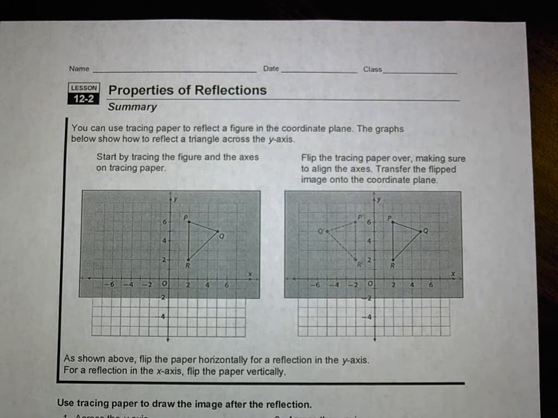Well, we're doing properties of reflection. This is lesson 12.2, and it's the summary side. Again, it's worth 5 points if you do all this. So let's go through it and talk about what a reflection is.